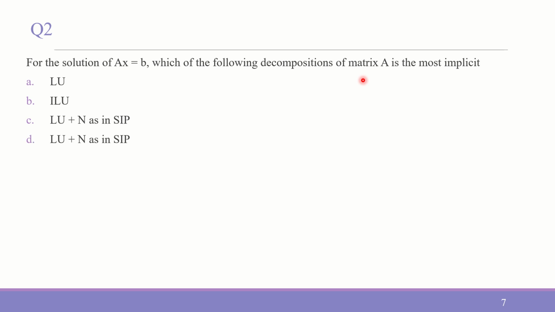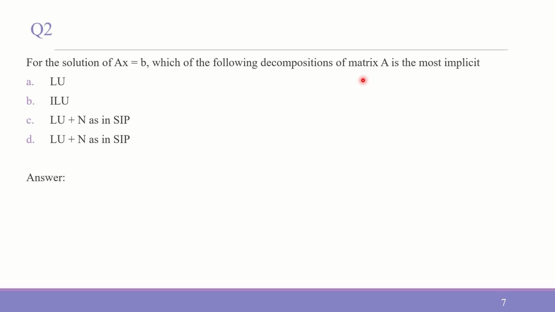Okay, both are the same. Option C and D are the same. So now what we are going to see is that when we are decomposing AX is equal to B, we are decomposing the matrix A. So in this decomposition, what are we observing? We are observing which one is to be most implicit. So here first one is LU, second one is ILU, third one is LU plus N.